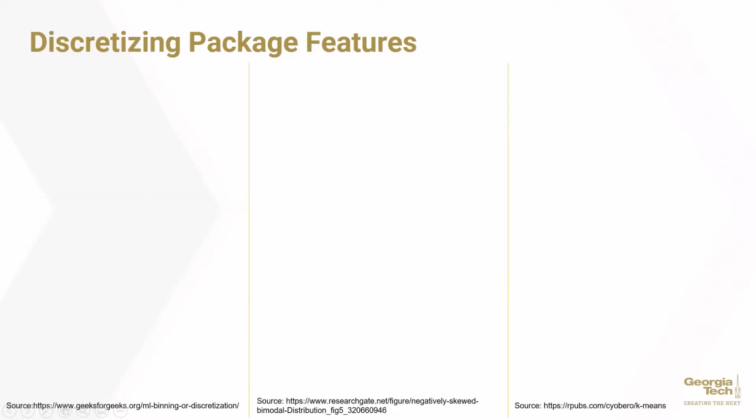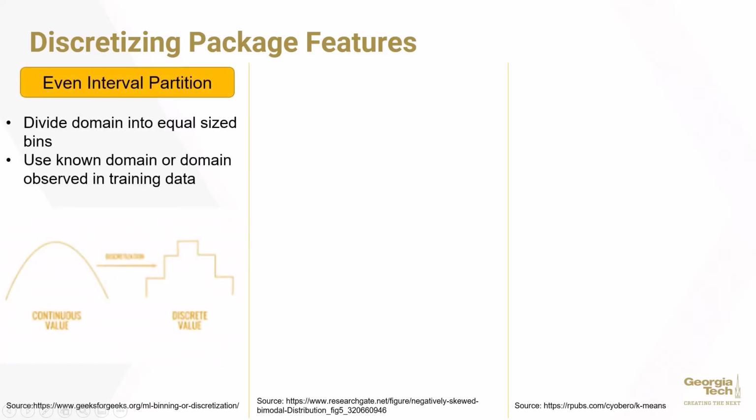There are a few different methods for doing this discretization. One method would just be to divide the domain of a feature into equal size bins. This can either be the known domain, if you know a feature is going to be between 0 and 100 just based on what it physically represents, like a pressure sensor or some other thing with a known domain. Otherwise, you can use the domain observed in the training data. So divide the range between the min and max value observed in the training data and split that into equal size bins. So that's one way of discretizing a feature.